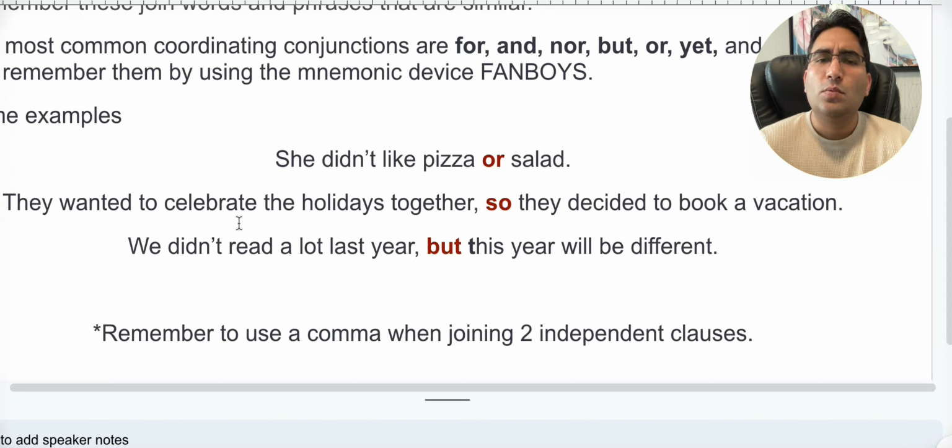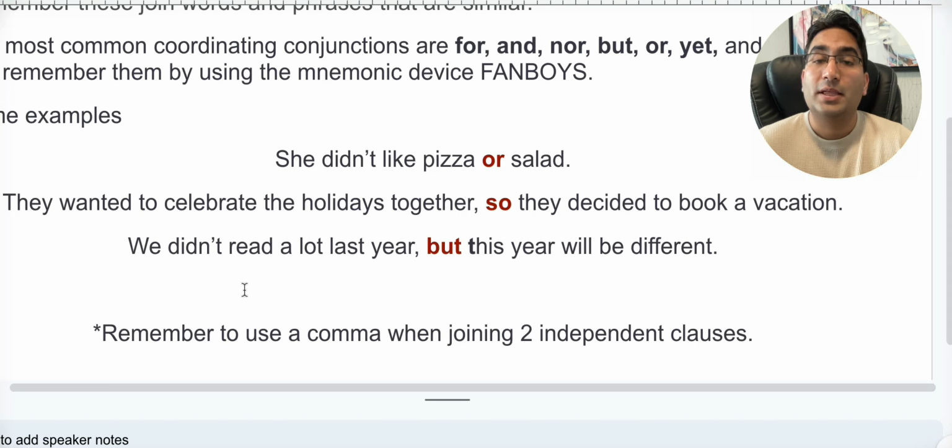Now the next one is they wanted to celebrate the holidays together, so they decided to book a vacation. So here is like hence or that's why. This leads to the result. Look, I am tired, so I will sleep. Whenever you have a result of a condition, you use the word so.